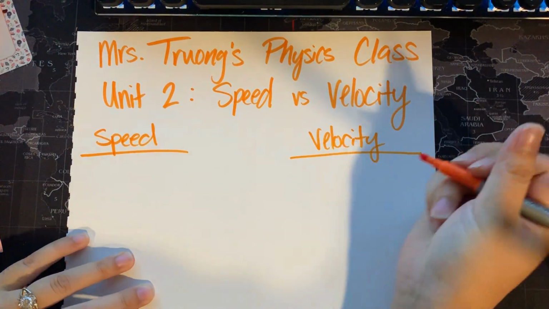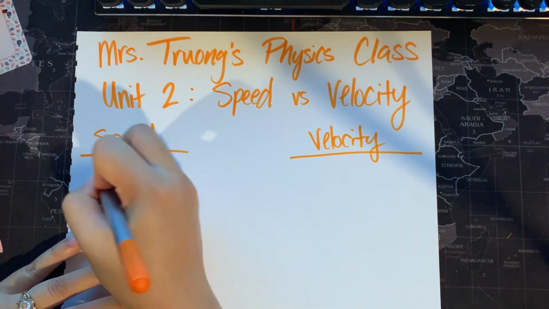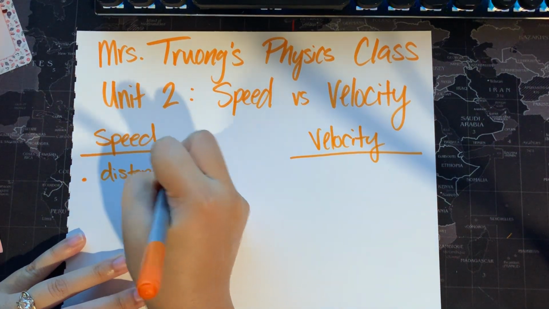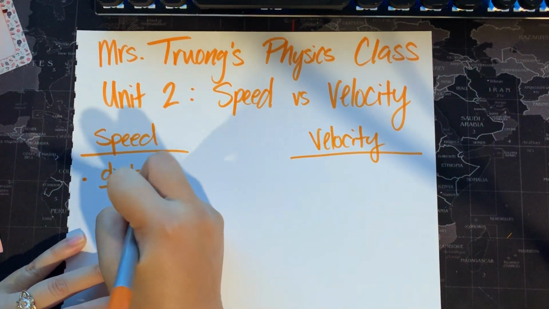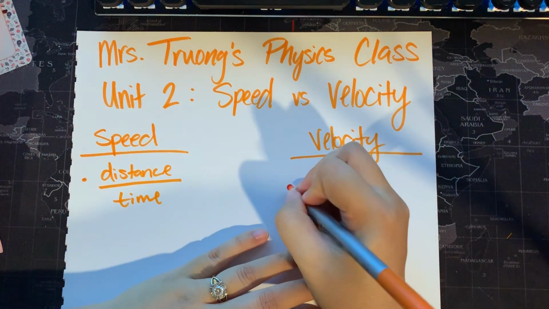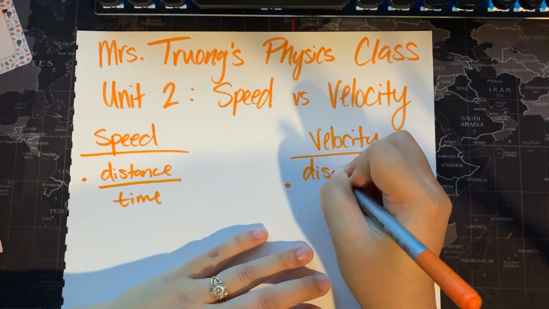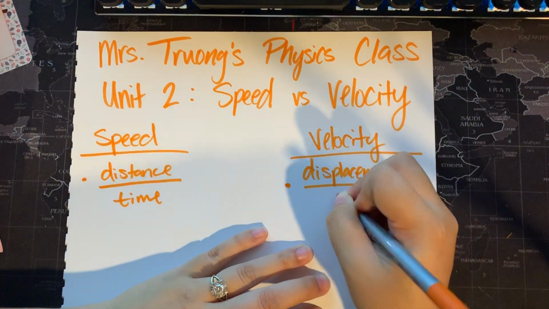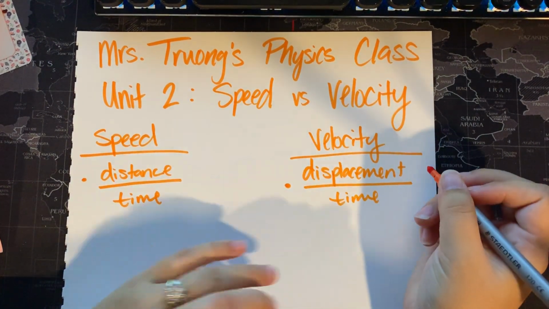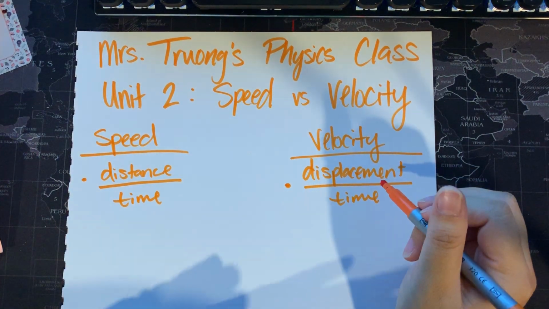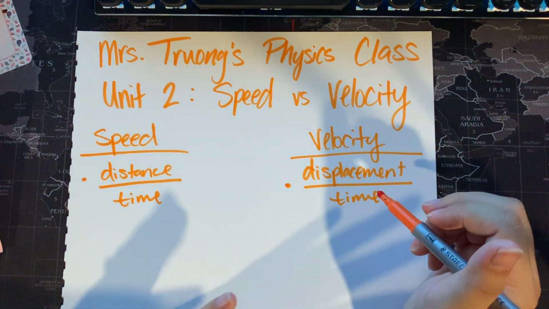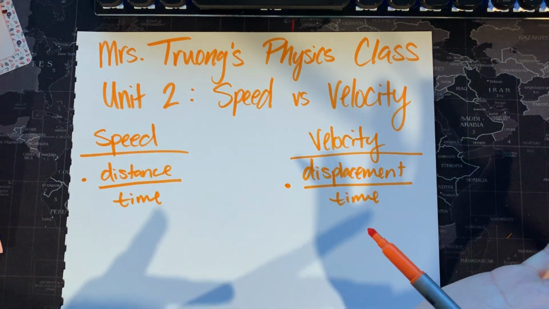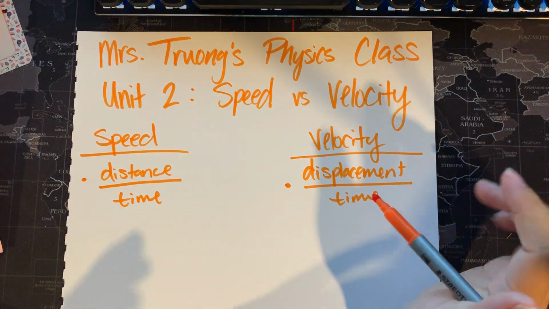Speed, all speed is distance divided by time. While velocity is displacement divided by time. So you have distance and then you have displacement. Remember, displacement is going to be the change in position. So that start to finish, that change in position.